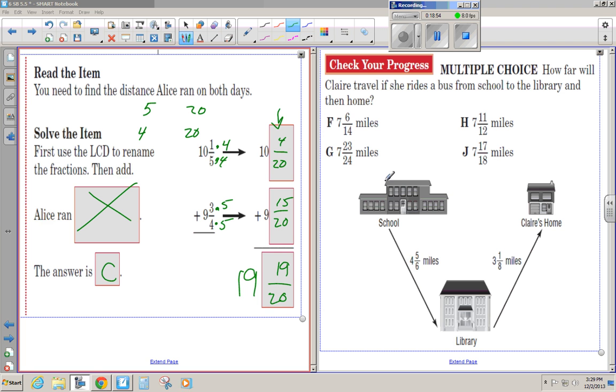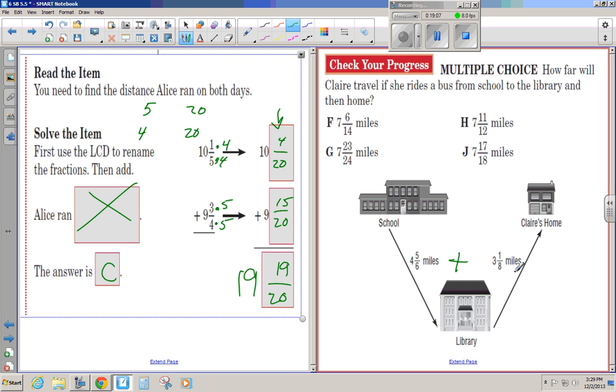All right, here's another multiple choice question. How far will Claire travel if she rides a bus from school to the library and then home? We're adding these numbers. Well, let's do an estimation. This is approximately 5. This is approximately 3. So our answer should be close to 8 miles. Unfortunately, all of these could be close, so we can't really eliminate any one of them.